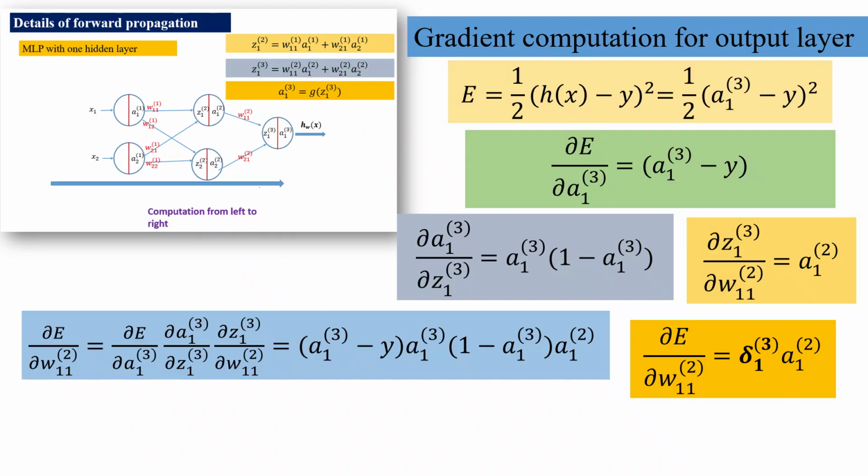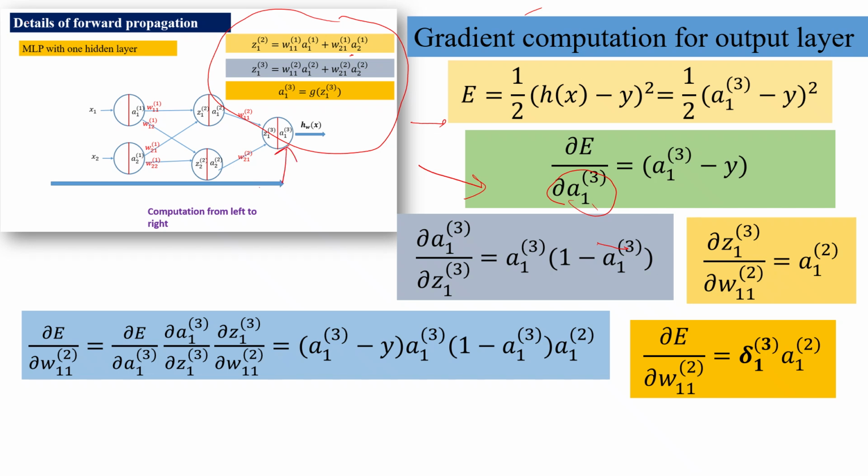Now we will see the gradient computation for the output layer. We have seen the forward computations here. These are the forward computations which are given here. Now the error is sum squared error for one output node. So we first compute the partial derivative of error with A13, which is the A13 here.